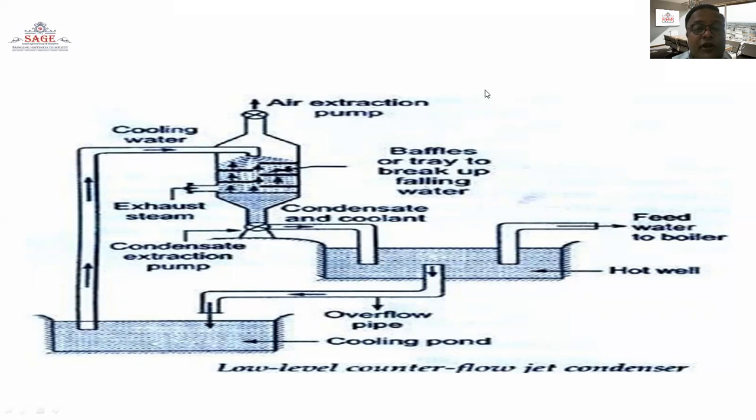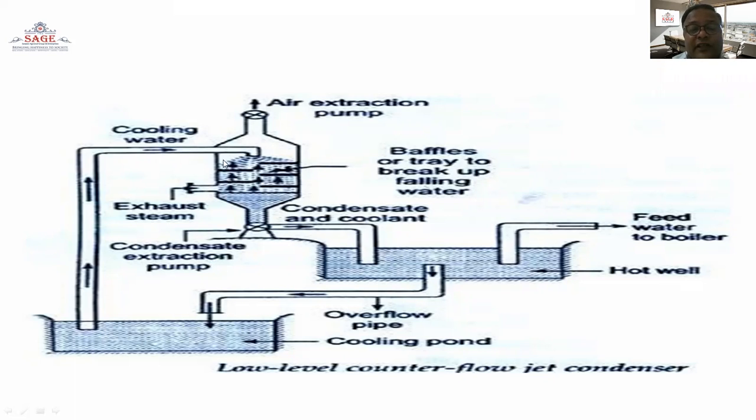Here the water is coming from the sides because in the counterflow, the steam and the water are both flowing in opposite directions. That's why the cooling water is supplied from the sides. The exhaust steam is coming from the sides, so that the condensation takes place, and the condensate and the coolant are collected on the sides. If any air is present during the condensation of the cooling water and the exhaust steam, the condensate extraction pump can absorb the air.